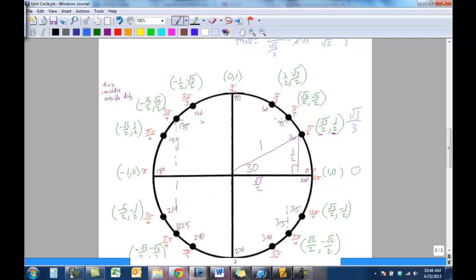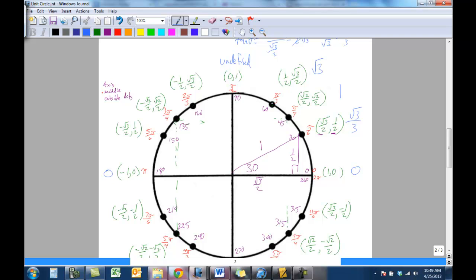Root 2 divided by 2 divided by root 2 divided by 2 is 1. This one, when you flip this one, long story short, this is root 3. But this one, when you have 1 divided by 0, divide by 0, you get undefined. All right, now, once you've got these, just fill it out here. So, this 0 divided by -1 is still 0.